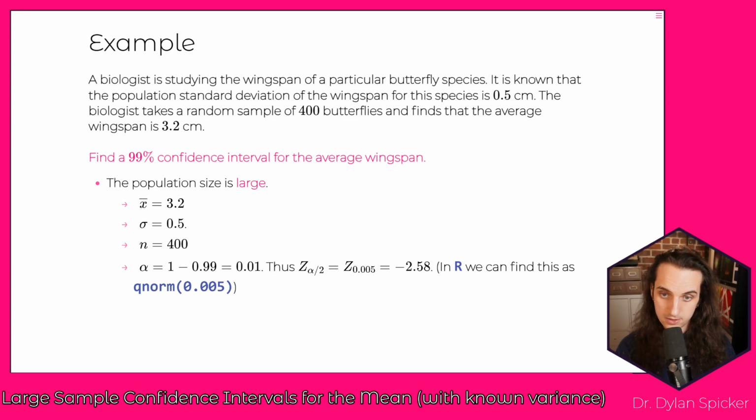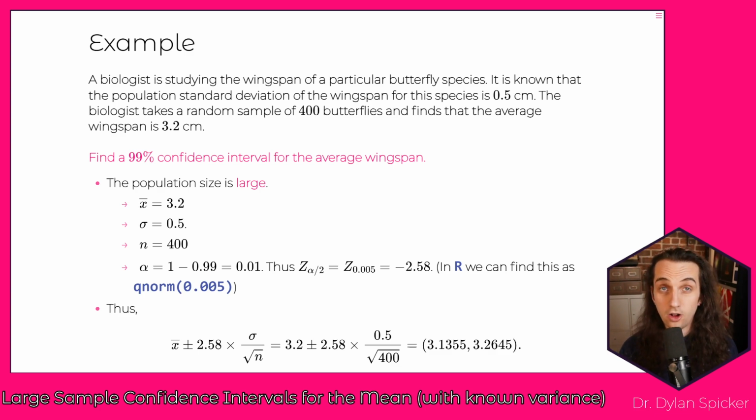If you were using statistical software, we can find this using the qnorm function in R. We take qnorm, and then you plug in whatever you want here, so alpha over 2, which is 0.005. Okay, so we get our critical value is 2.58. The overarching confidence interval is going to be x bar plus or minus 2.58 times sigma over root n, which is 3.2 plus or minus 2.58 times 0.5 over the square root of 400. If you work out the endpoints, you should get approximately 3.14 up to approximately 3.26.